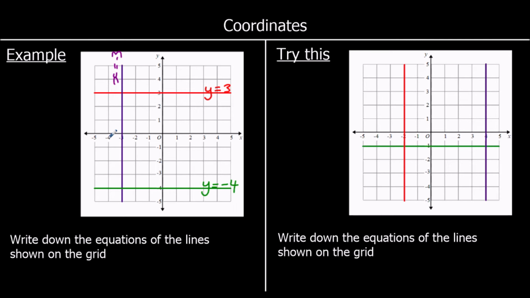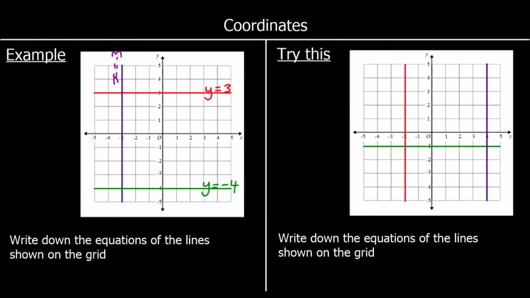Okay, three for you to try. Pause the video and have a go at these quickly. Okay, let's start with the green horizontal line. It goes through (0, -1), (1, -1), (2, -1), (3, -1). So it goes through all of the points where y equals -1. So it's called y = -1.